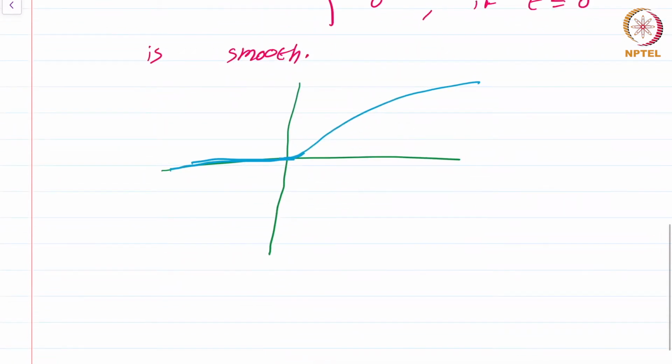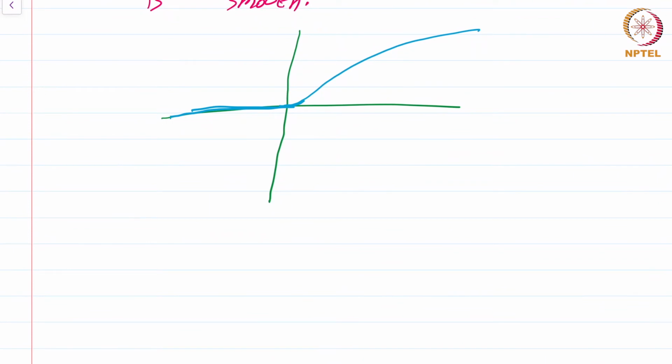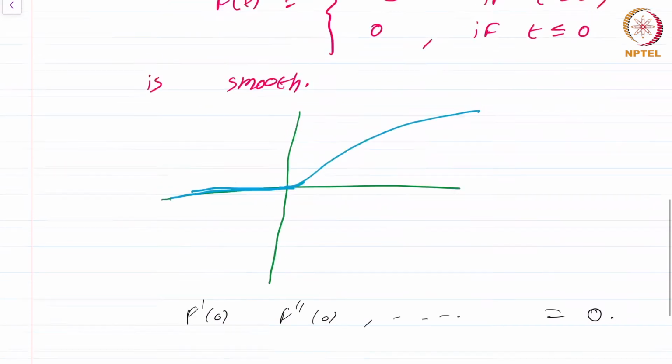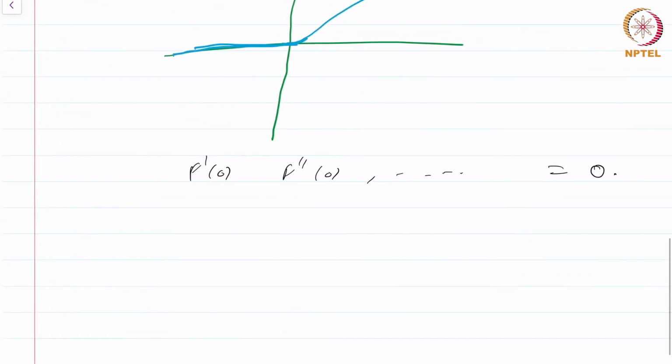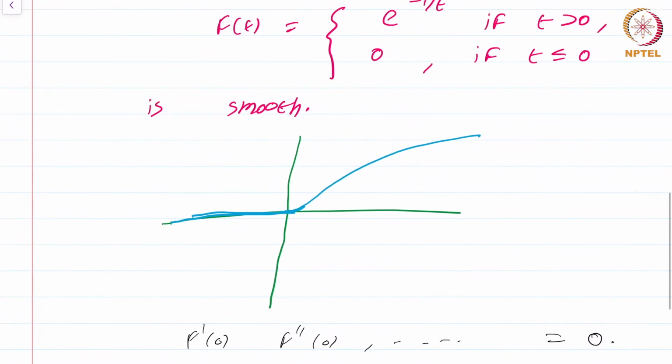Well, if you were to write down the Taylor series of this function, the infinite Taylor series, you are in for a shock, because f prime of 0, f double prime of 0, and so on and so forth are all 0. All the coefficients in this Taylor expansion will be 0. So if you were to write down the Taylor series of this function, you would get a giant 0, which is obviously not equal to e power minus 1 by t, which is what the function is when t is greater than 0. So the Taylor series of a smooth function might not have anything to do with the function.